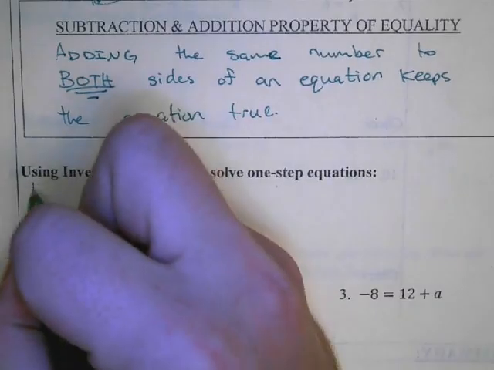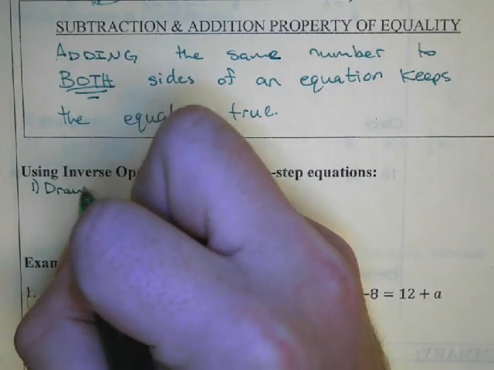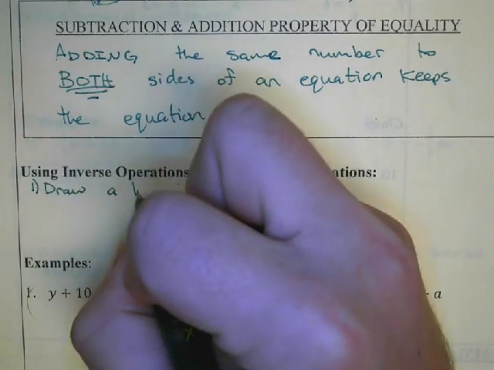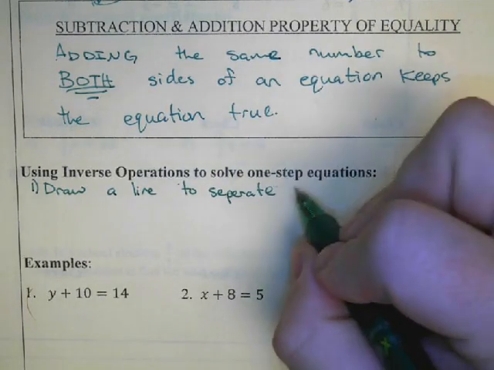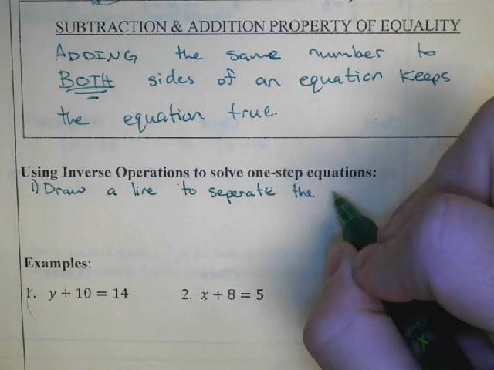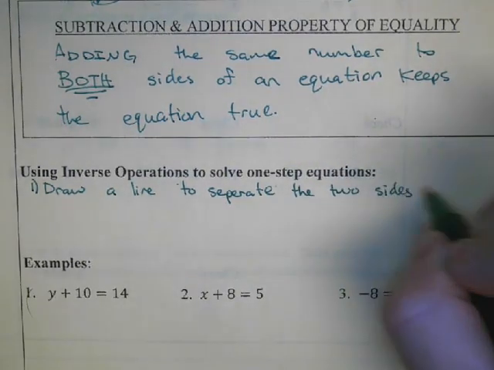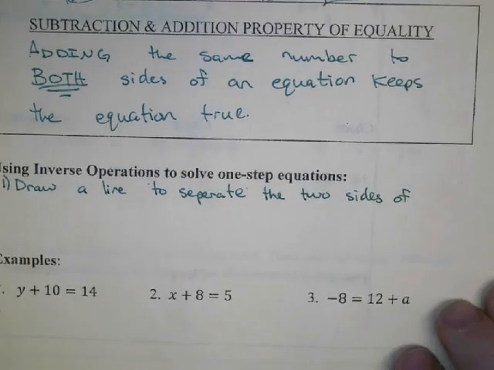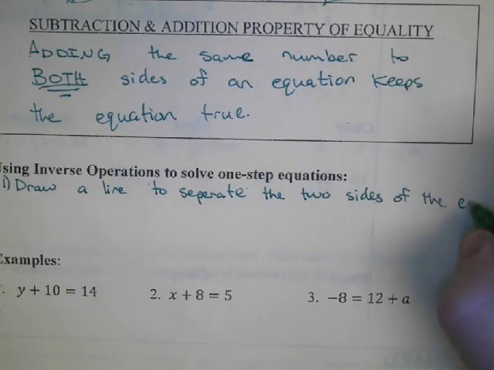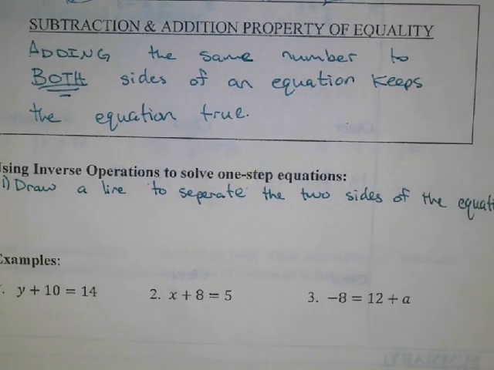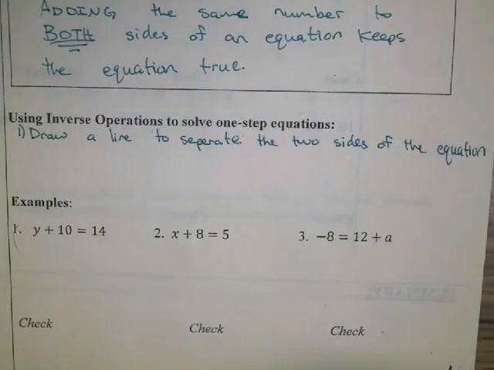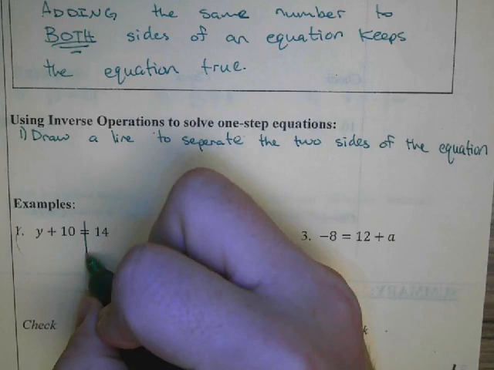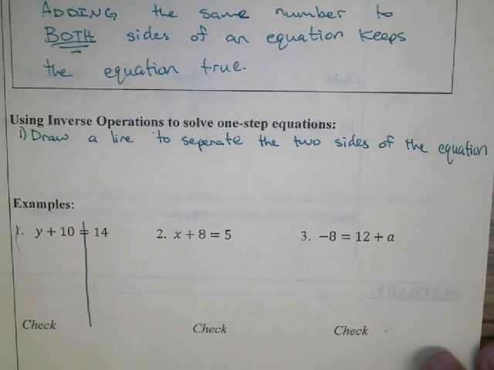So step 1, we'll draw a line to separate the two sides of the equation. We'll draw a line to separate the two sides of the equation. So if we're looking at example 1, step 1 is this. I just draw a line straight down to separate the two sides of my equation.